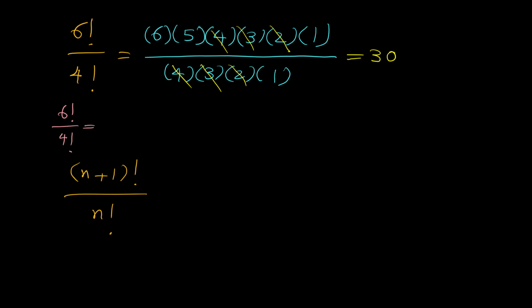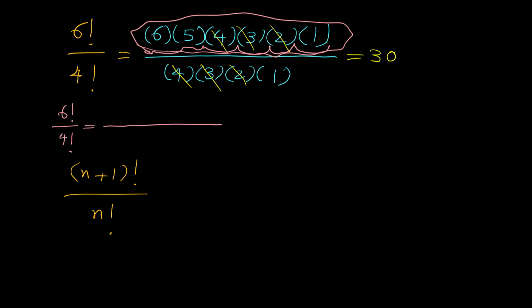What is 6 factorial? We know what 6 factorial is. 6 factorial is basically this: 6 times 5 times 4 times 3 times 2 times 1. But here, attention, we want to divide 6 factorial by 4 factorial. Instead of writing out 6 factorial in this way, we can do it a little differently. Please pay attention.